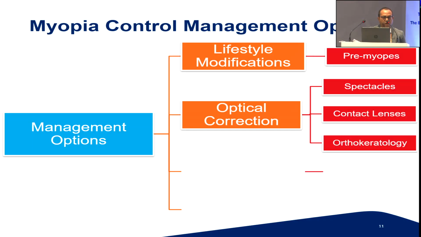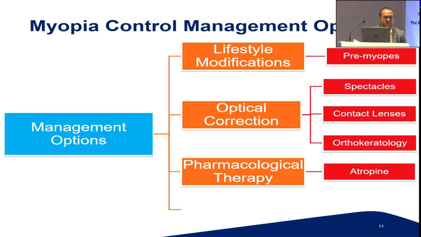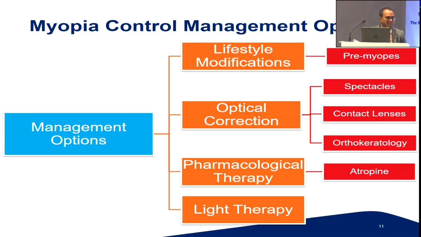We have multiple options for the defocus lenses, as Rohit has spoken about. Spectacle, contact lens, and orthokeratology all work on peripheral hyperopic defocus. And pharmacological, we have atropine, and not least, we have light therapy in the pipeline.